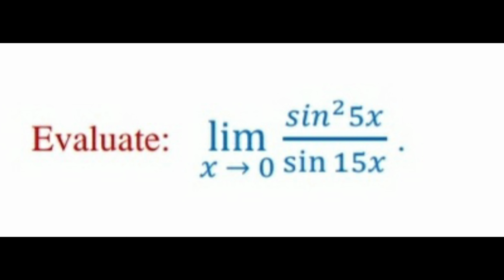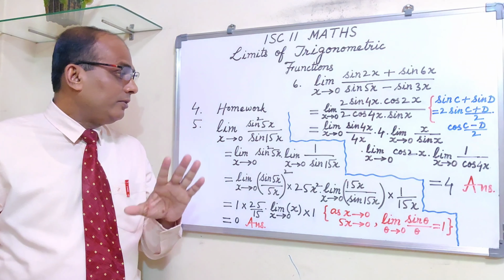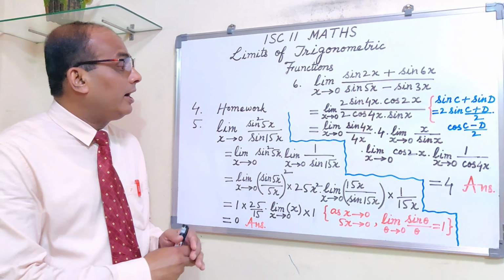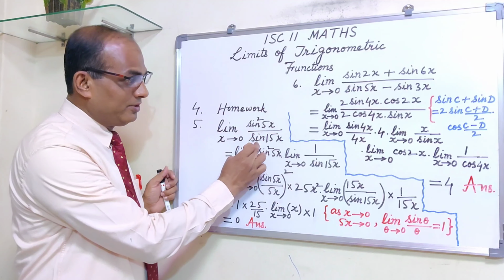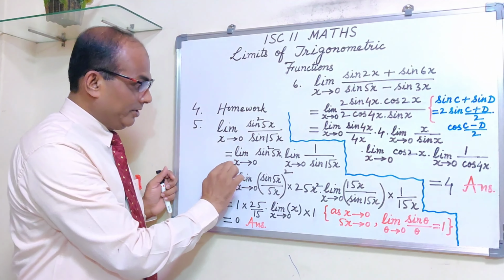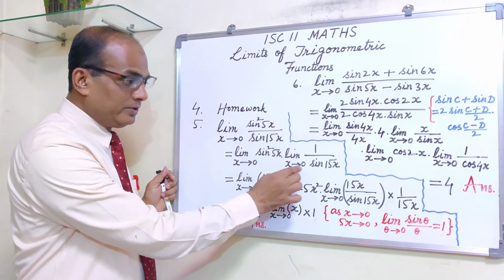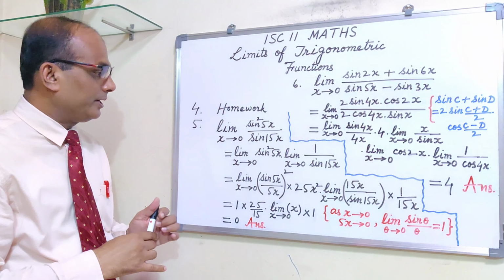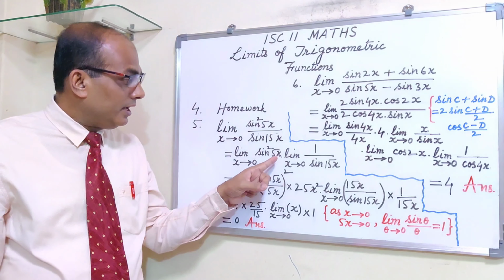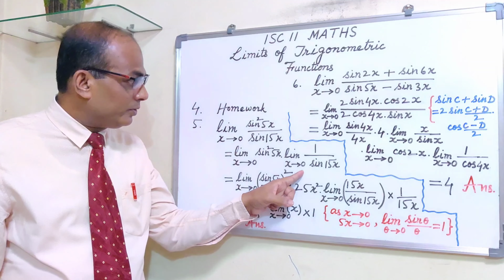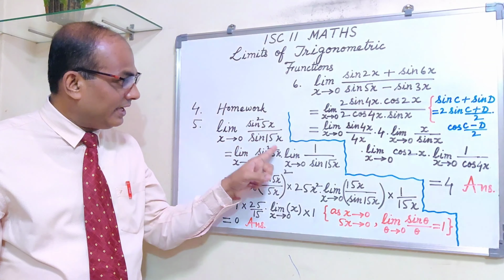Limit x approaches 0, sine square phi x divided by sine 15x. Okay, now see what I am doing. I am writing this separately, the sine square phi x here and 1 upon sine 15x separate. Limit goes to this also and limit goes to this also. This you already know. So limit x approaches 0 sine square phi x and limit x approaches 0 1 upon sine 15x.